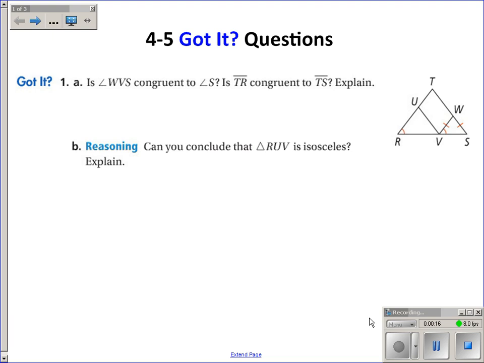And the first question is, is angle WVS congruent to angle S? Well, we're looking at this little triangle in here, and I know that this segment is congruent to this one, which means it's an isosceles triangle. And by the isosceles triangle theorem, I know that the base angles are congruent, so yes, angle WVS is congruent to angle S. So the answer is yes, by the isosceles triangle theorem.